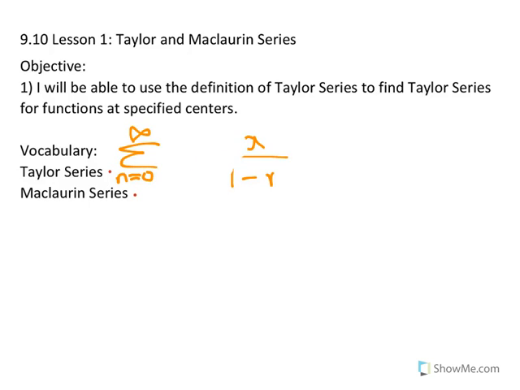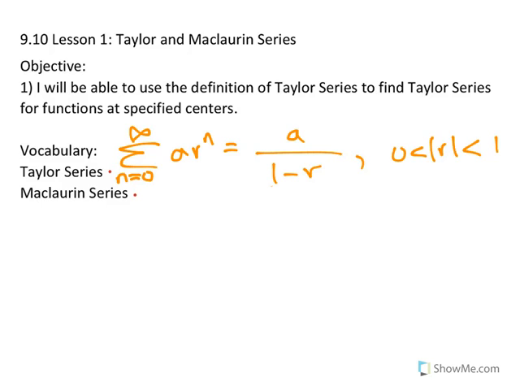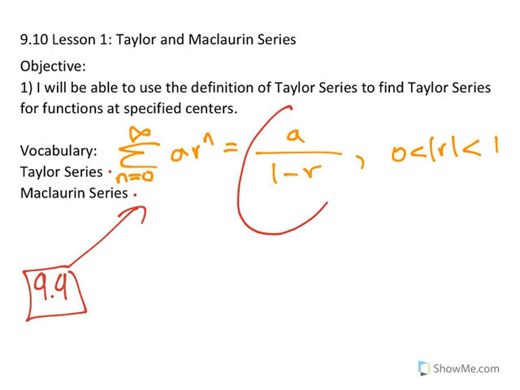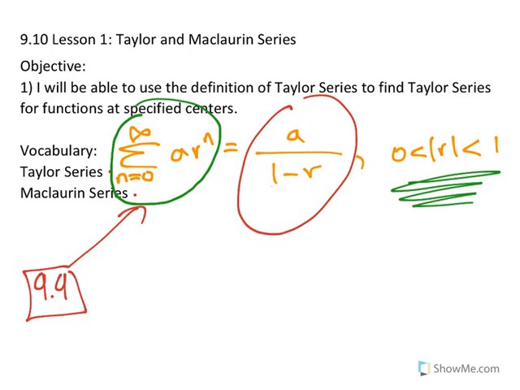convergent geometric series when the absolute value of the common ratio is less than 1. So the main point of section 9.9 is if you have a function that can be algebraically manipulated to fit the form a over 1 minus r, you may represent that function with a geometric power series, and you would know the interval of convergence for it.